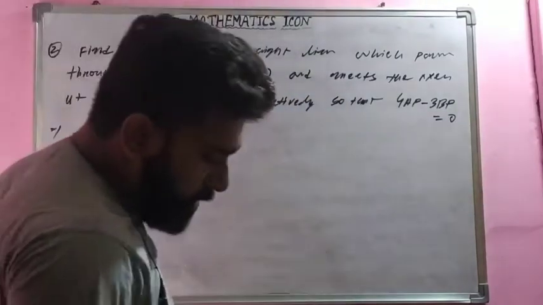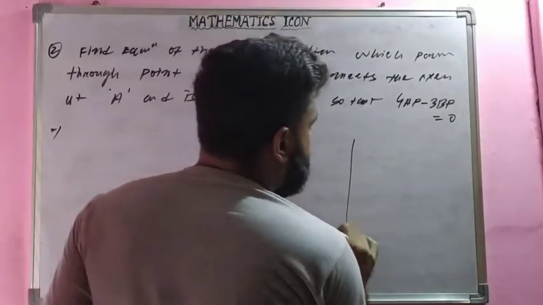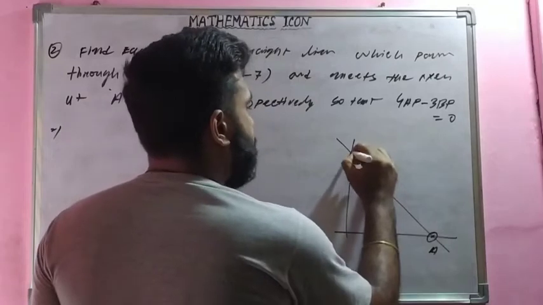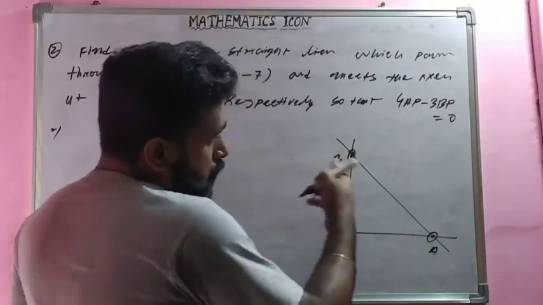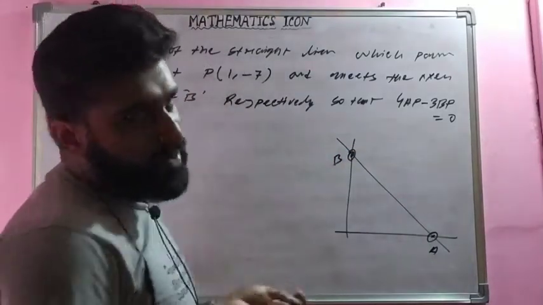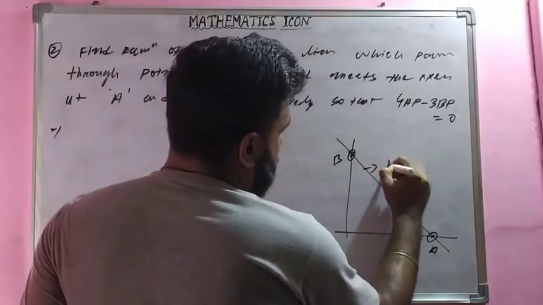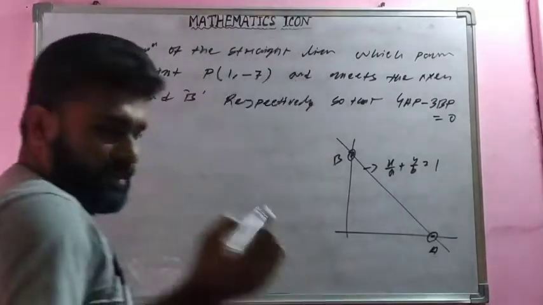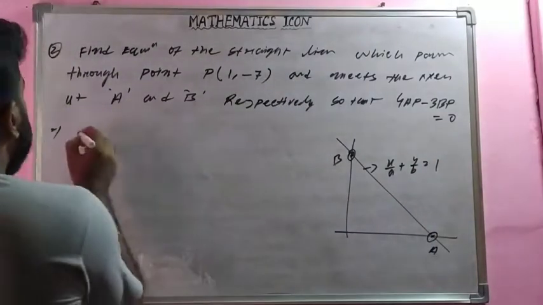So here the required straight line meets the coordinate axis at 2 points, and this point is A and this point is B, obviously. So I think it is the intercept form of a straight line. So let us assume x by a plus y by b equals to 1. There is only one way that we have.